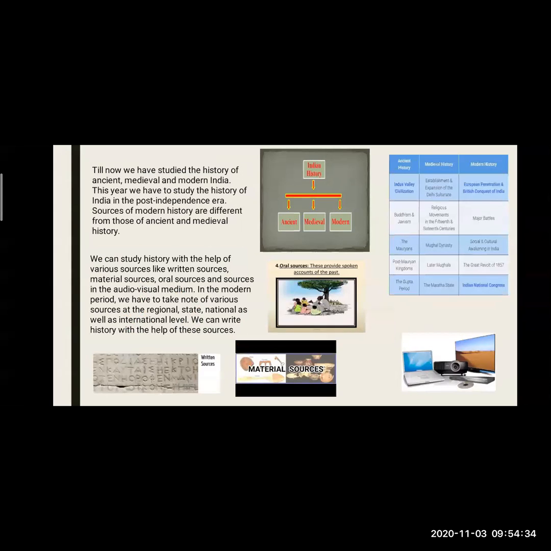Now till now, we have studied the history of ancient, medieval, and modern India. You all have studied about ancient history, whether it's related to the Indus Valley civilization, which is the earliest known urban culture on the Indian subcontinent, or the Mauryans, which was founded by Chandragupta Maurya, and the medieval history, basically about the Mughal dynasty, which was founded by Babur and then his successors.